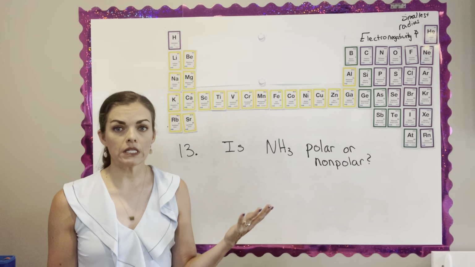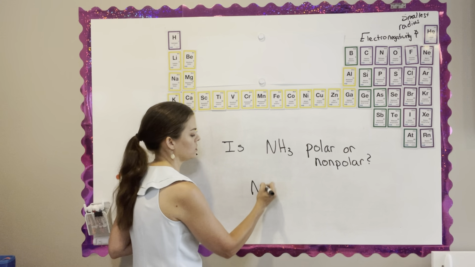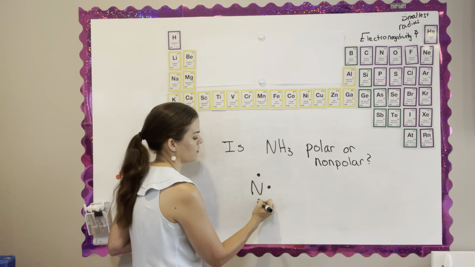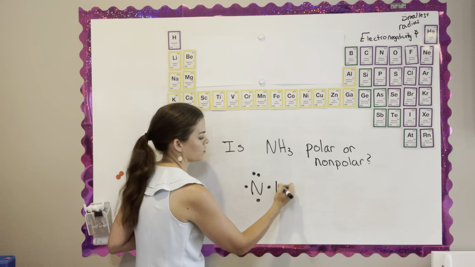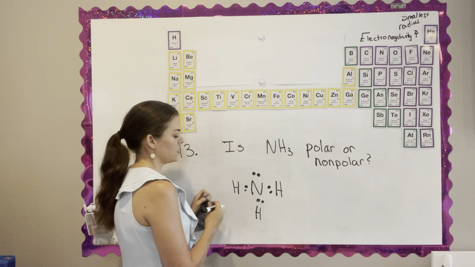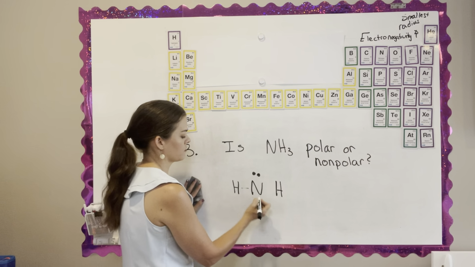We cannot figure this out unless we draw its Lewis structure. So we have nitrogen, which has 5 valence electrons. And then I have 3 hydrogens. And this hydrogen-nitrogen is going to make a bond between each one of these.